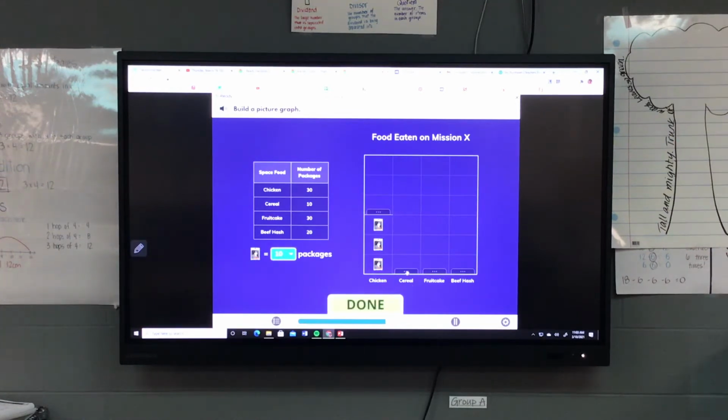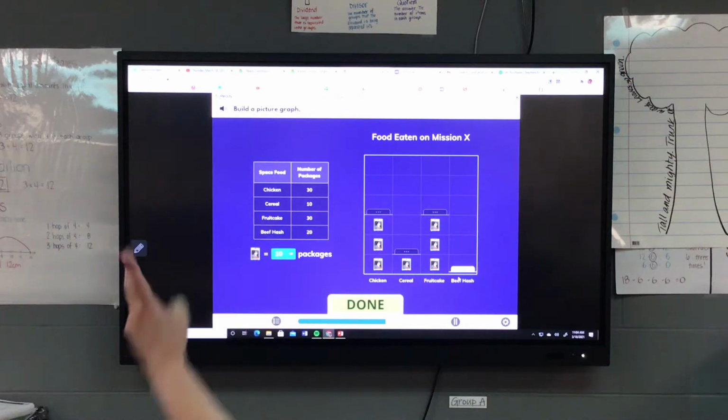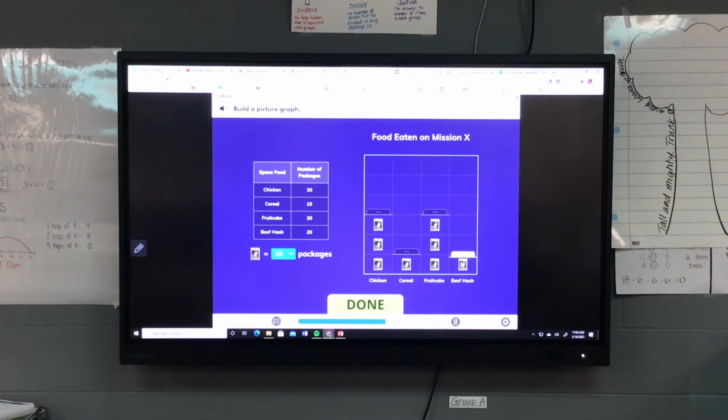10. How many packets will we have there? 1. Just one? 10? Stop. How many pictures of packages for fruitcake? 30. Oh, how many pictures though? 3. Okay. 10, 20, 30. Stop. Beef hash. 20. So how many pictures will there end up being? 2. Just 2. 10, 20.